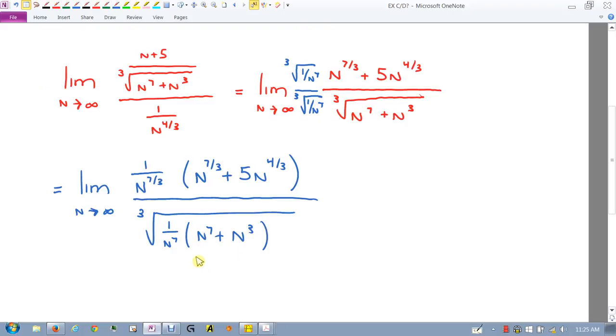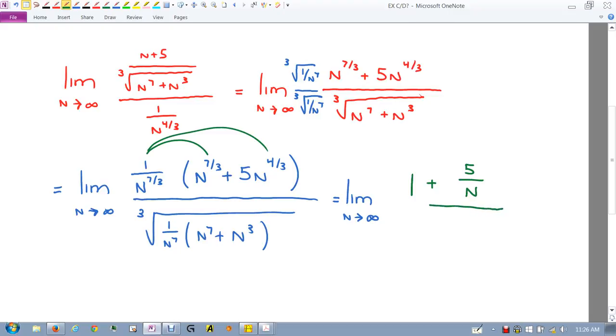And now let's distribute the top through and the bottom through, and let's see what we get. Limit as n goes to infinity. On the top, when we pass this through, it cancels out, right? It becomes a 1. When we pass here to here, I'm going to get plus 5 over, what's 4/3 take away 7/3? Negative 3/3, which is negative 1. So this is going to be a 5 over n here.